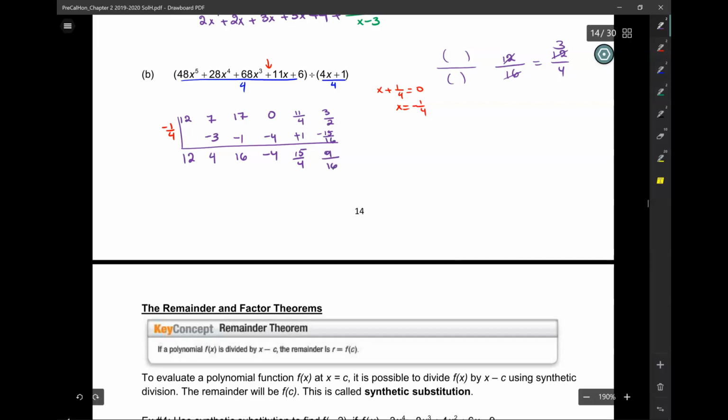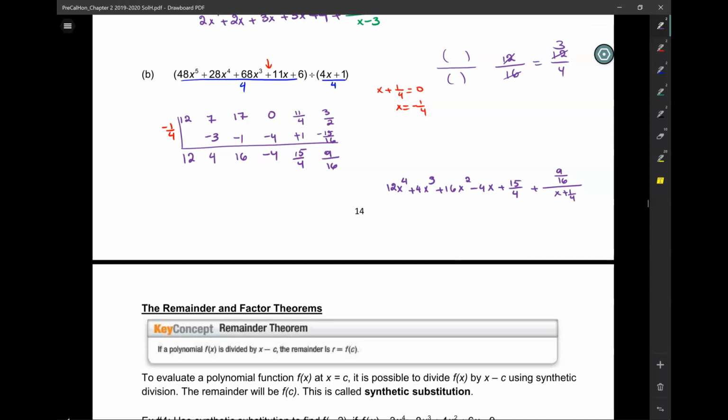Okay, here's why I have chosen this problem. So now my quotient is 12x to the what? Plus 4x cubed, 16x squared, negative 4x, plus 15 over 4, plus 9 over 16 over what? I'm sorry, it's not 4x plus 1. It's x plus 1/4. But now look at what we're going to do, because we divided.